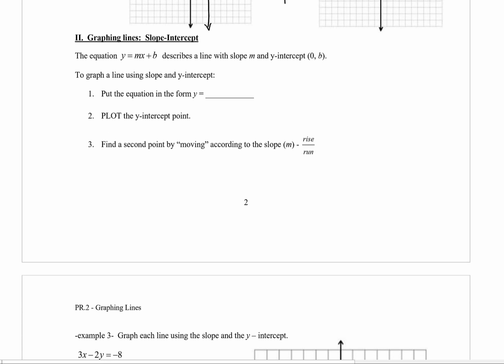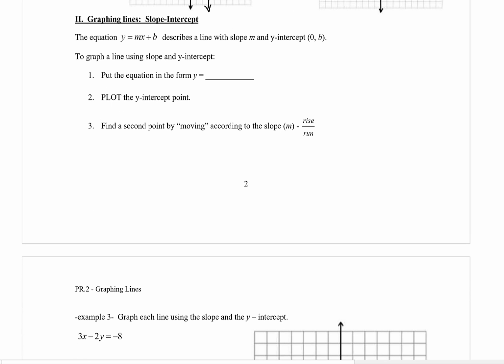Part 2, graphing lines using slope and intercept. The equation y equals mx plus b describes a line with slope m and y-intercept (0, b). To graph a line using the slope and the y-intercept: 1. Put the equation in the form y equals mx plus b. 2. Plot the y-intercept point, which is the ordered pair (0, b). 3. Find a second point by moving according to the slope, which is m equals rise over run.